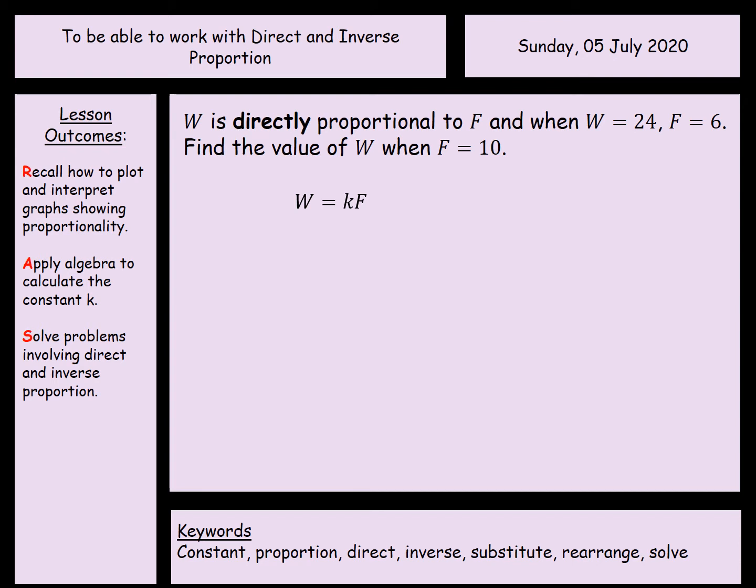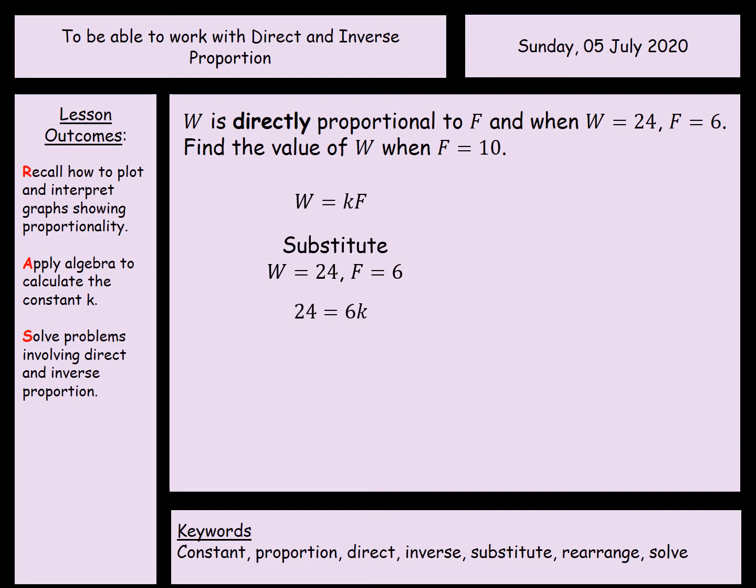Next step is we need to work out the value of k. So we know some numbers. We've got a pair of numbers, again, just like we had in that table at the very beginning. We need to work out what we can do to F to get to W. So what do I multiply F by to get to W?